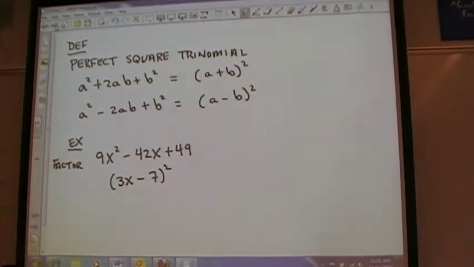Perfect square trinomial. If you have anything in the following forms, a squared plus 2ab plus b squared, or a squared minus 2ab plus b squared, they factor to a plus b squared or a minus b squared, depending on what your middle sign is. If your middle sign is a minus, then it's a minus b squared. If it's a plus, it's a plus b squared.